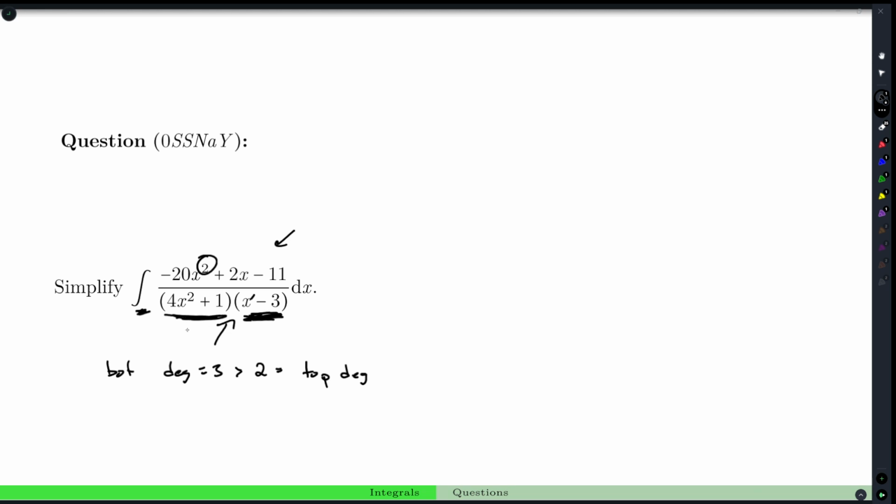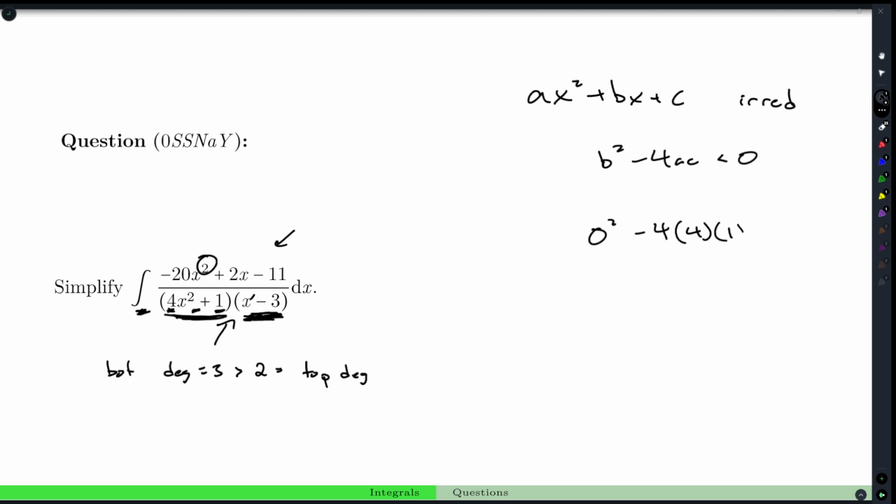Now, the bottom appears to be factored. Looks like we have a linear term and an irreducible quadratic, but you always want to make sure nobody's trying to pull a fast one on you. A quadratic, x squared plus bx plus c, is irreducible if b squared minus 4ac is less than 0. Well, what do we got here? We've got an a of 4, no b, and a c of 1. So that's 0 squared minus 4 times 4 times 1, negative 16. You betcha, 4x squared plus 1 is irreducible.